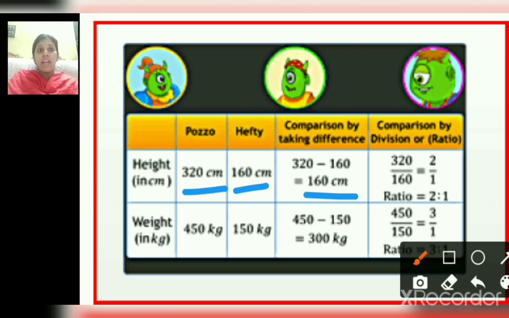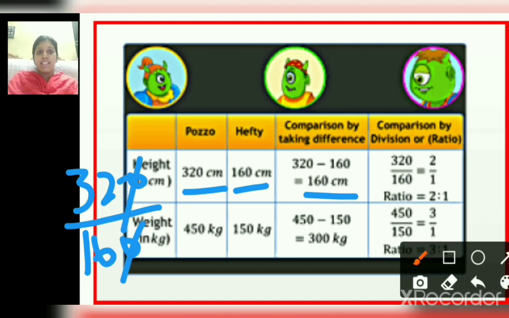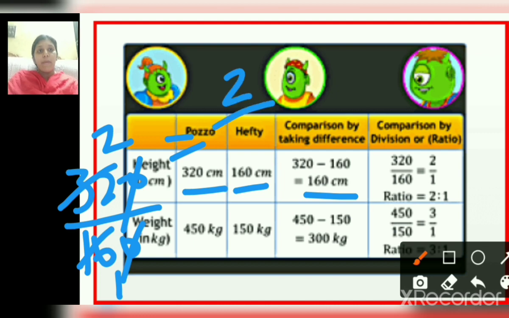So we have to divide 320 by 160. Now the 0 and 0 get cancelled. Now we have 32 and 16. 16 ones are 16 and 16 twos are 32. So we got 2 divided by 1.